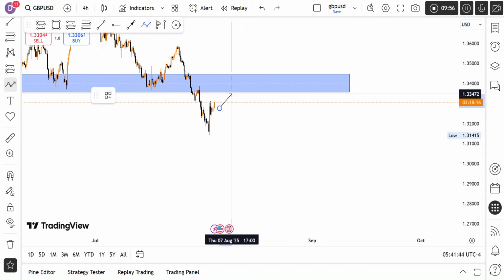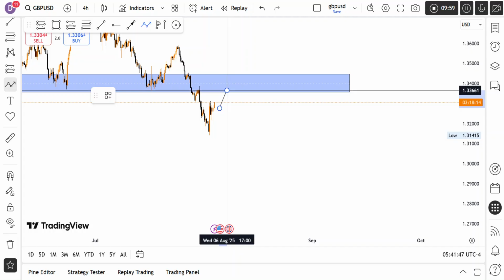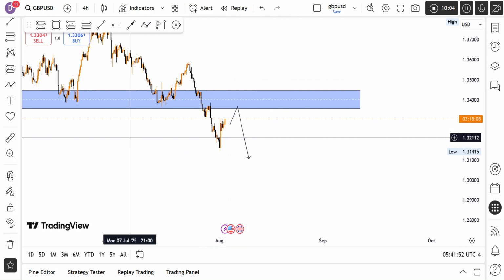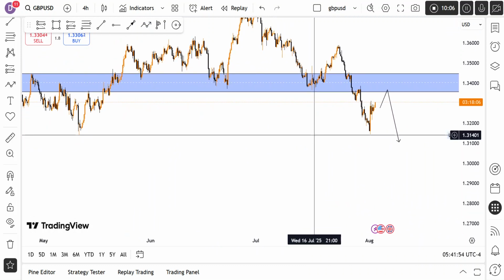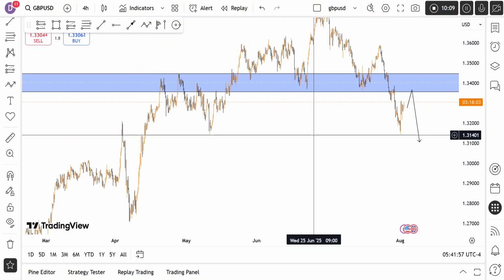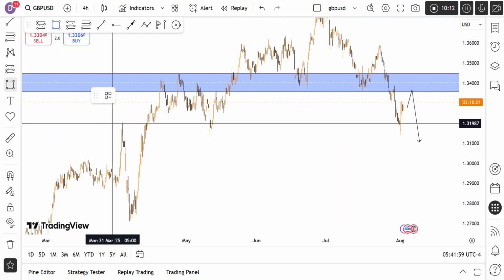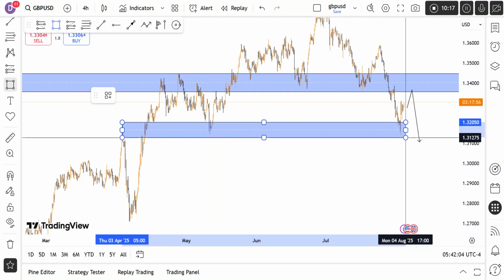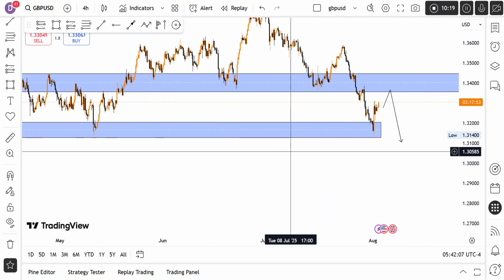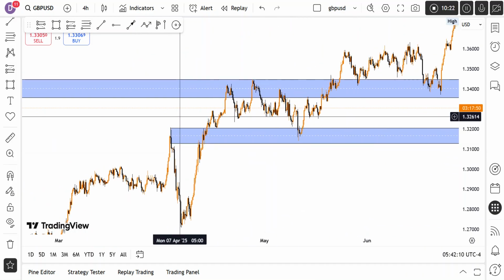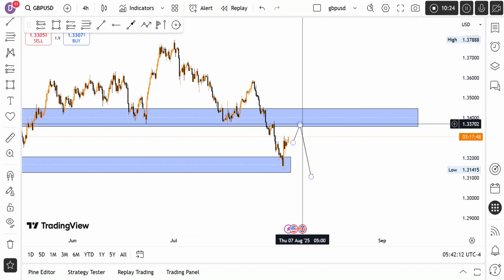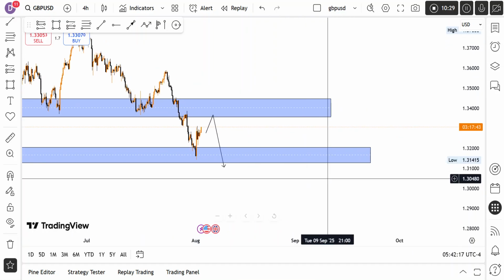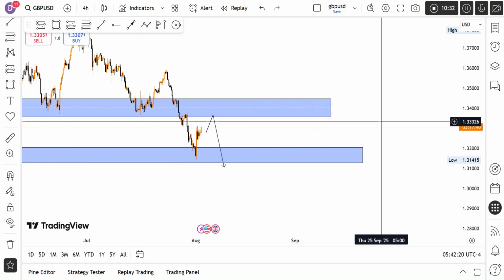We're waiting for something like this to happen. We test, and then go for it, go for the downside. This is the zone that we tap into. That's the zone that we tap into. Waiting for a test, and then to continue down.